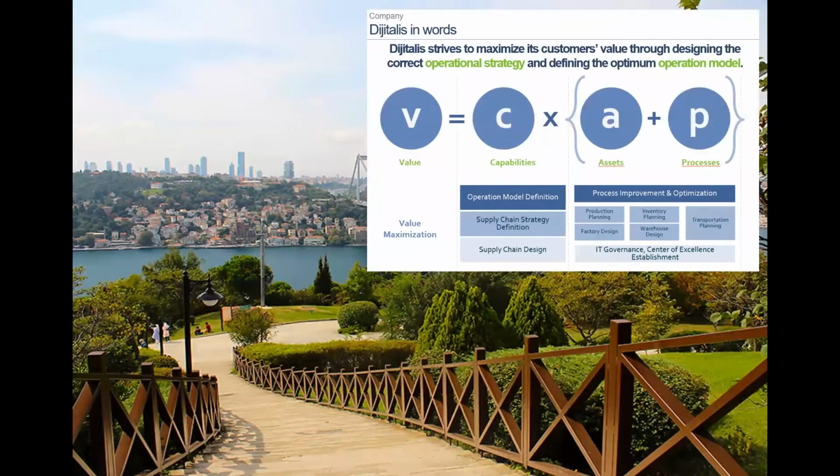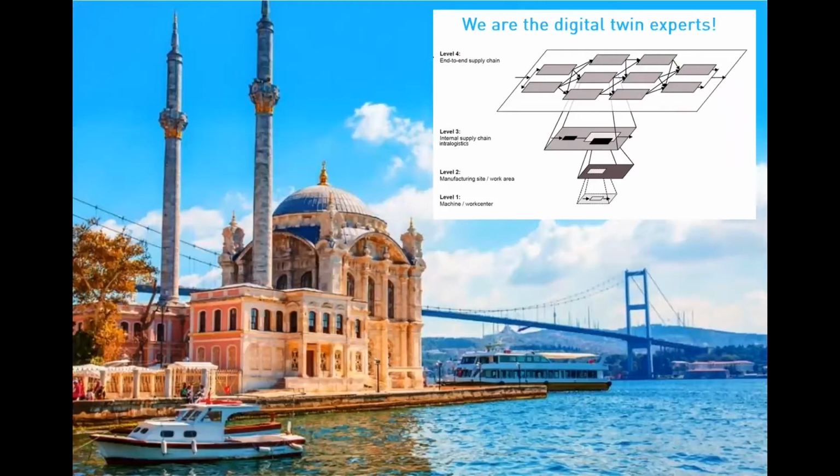So what do we do? We use simulation and digital twin technologies so that our customers can maximize their value by building the right capabilities and more efficiently utilizing their assets and optimizing their processes. These techniques can be used in the whole supply chain, as well as factory design, warehouse design, and internal and outbound logistics. That's why we call ourselves the digital twin experts.